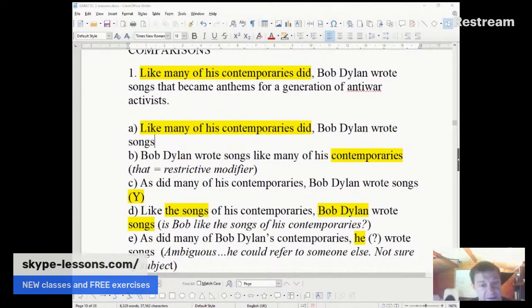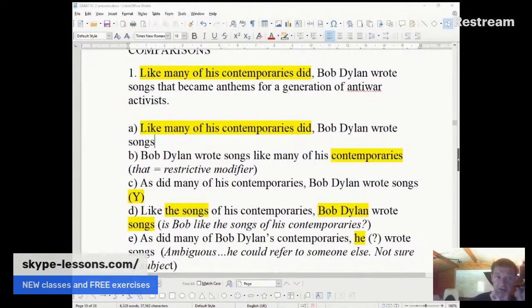It's logical. Let's look at D now. Like the songs of his contemporaries. Okay, this is okay for like. Yeah, the like is being used correctly here. Why? Because it's like plus noun phrase, and that's how we need to use it.